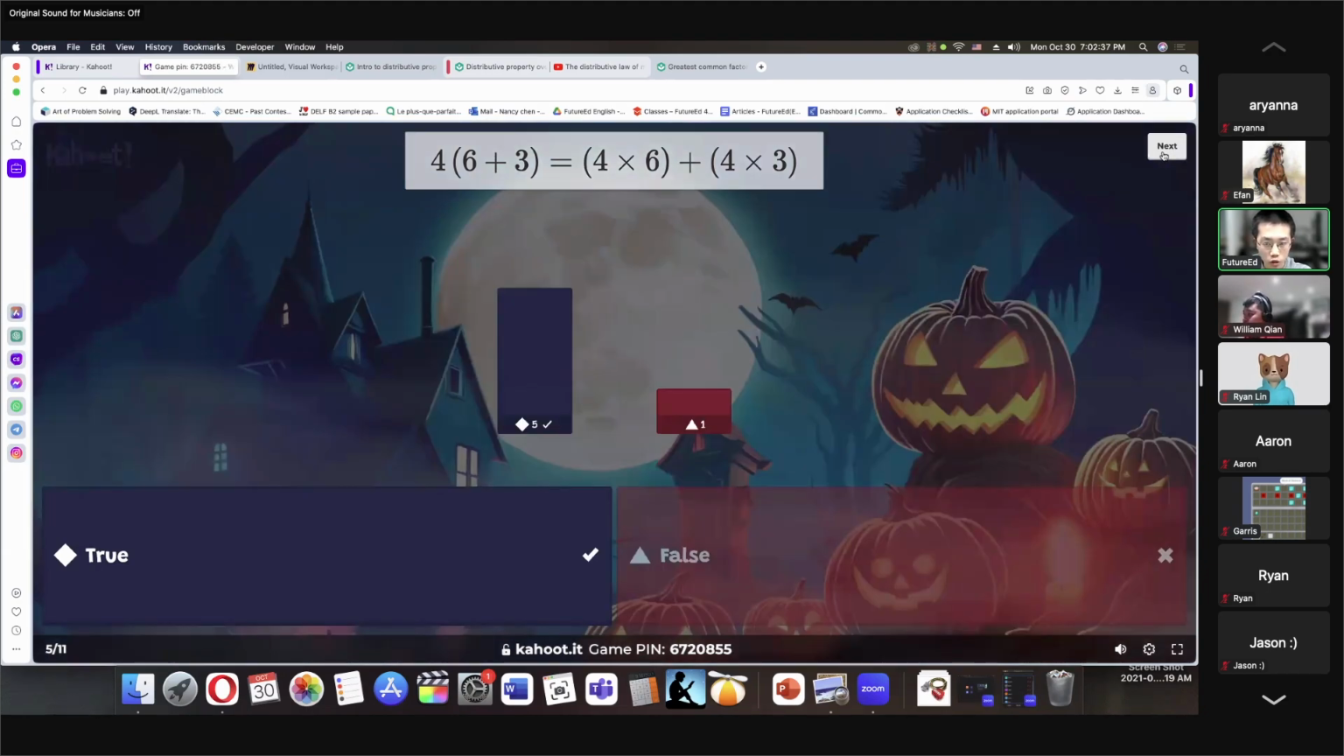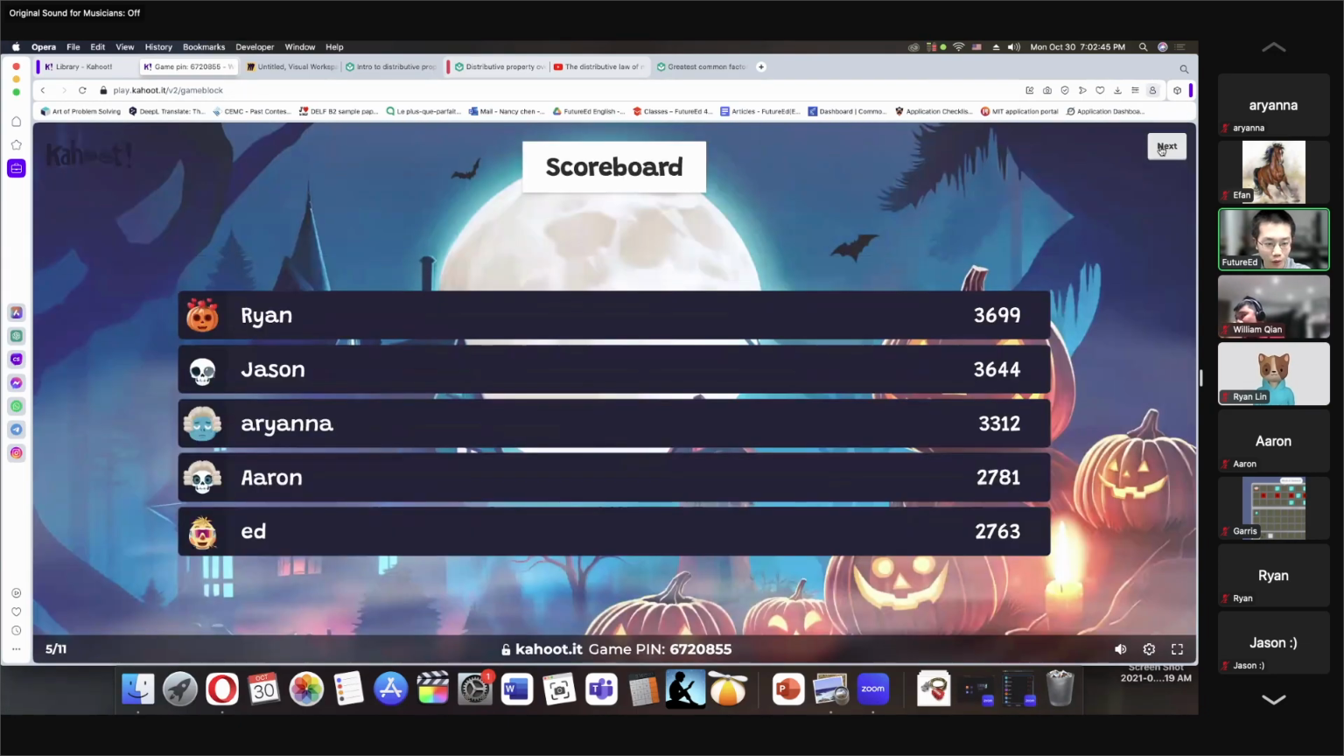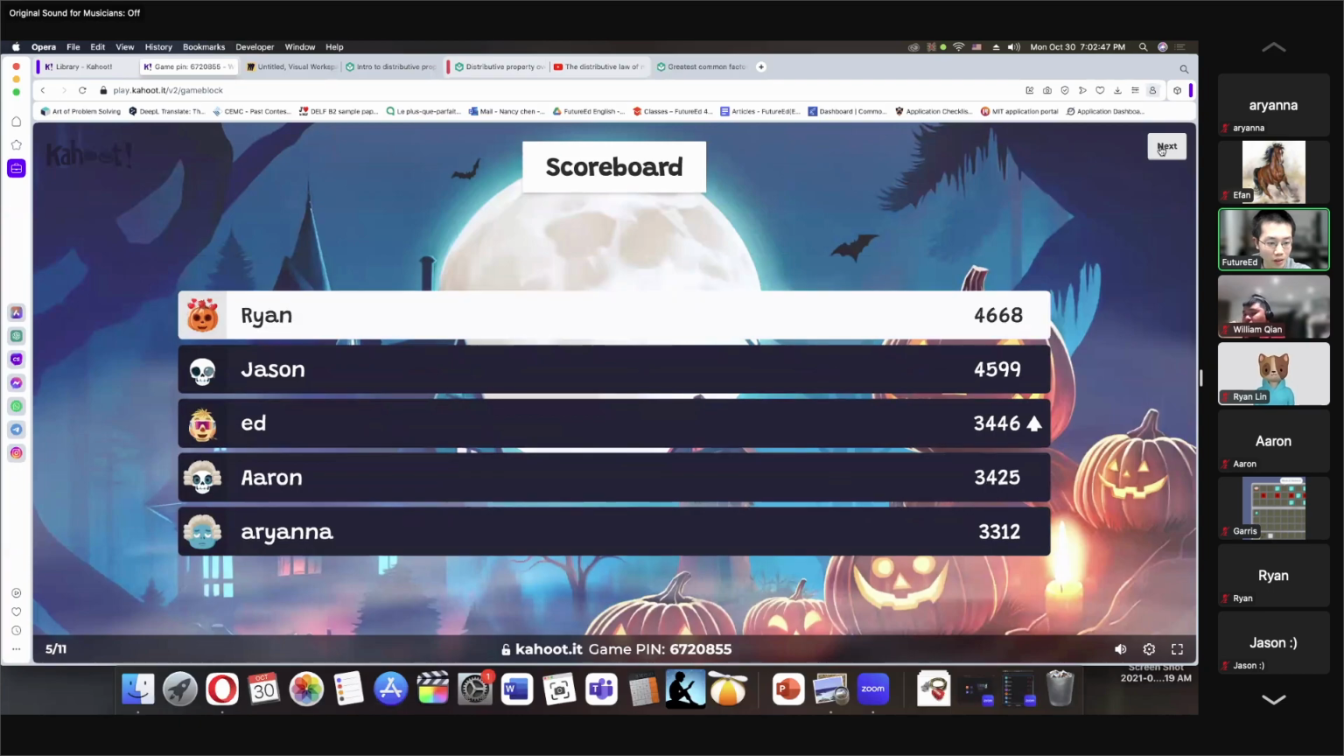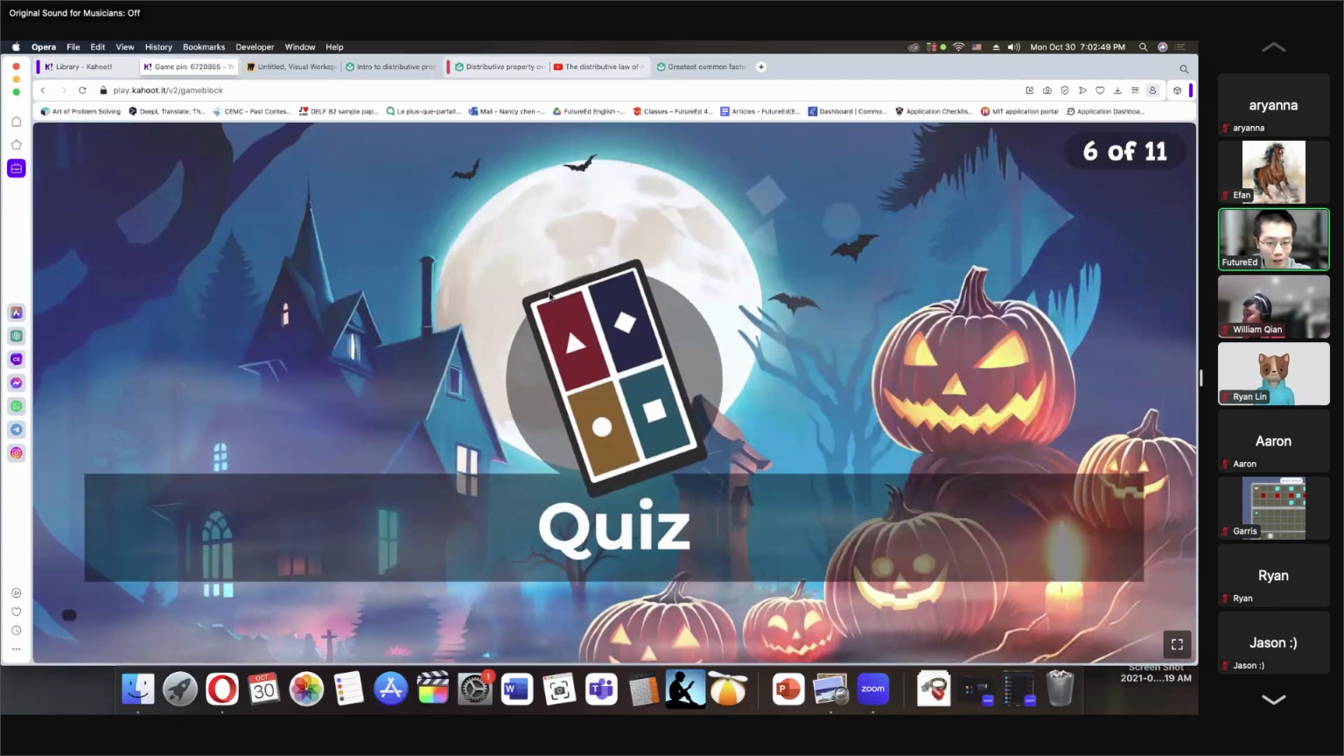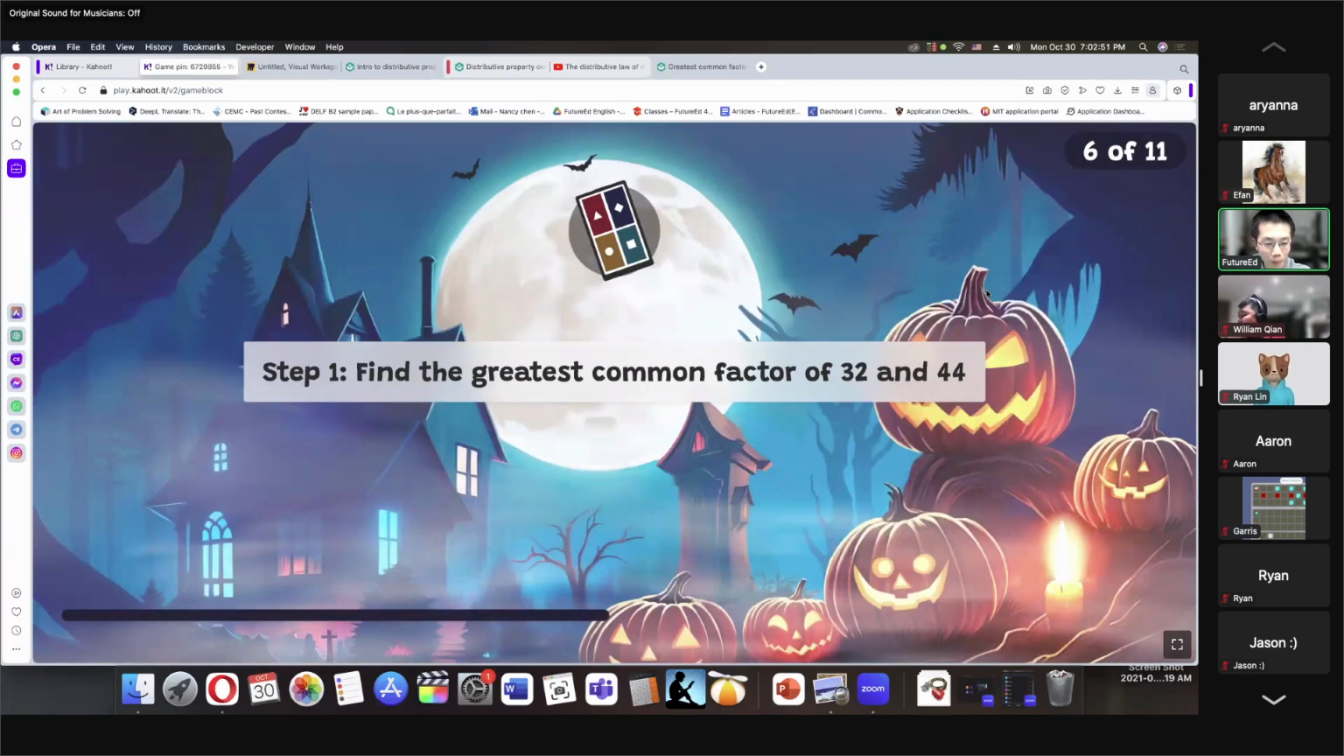Okay, so this is true. Because 4 times 6 plus 4 times 3, this is the distributive property we've been learning all class. Don't just assume a statement is false because it's a true or false question. It might also be true sometimes.